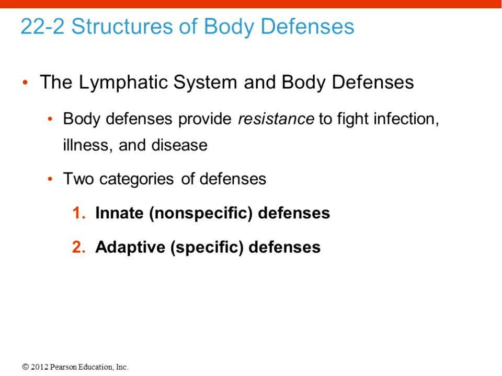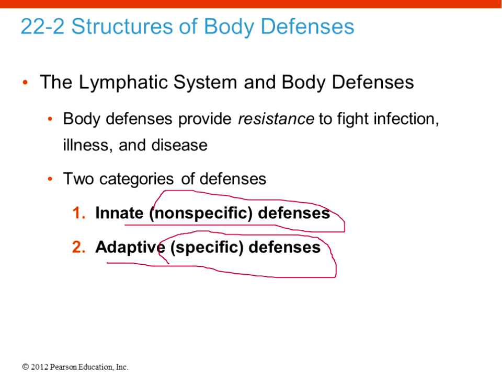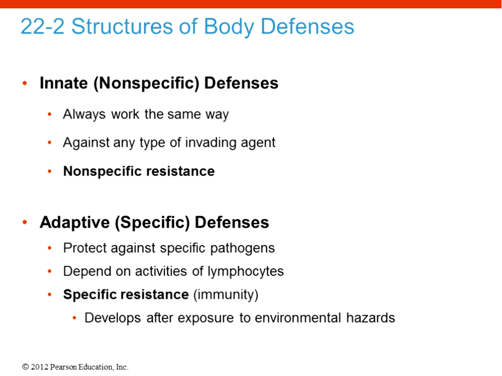All right, so what we want to do next is start looking more specifically at how our body defends itself, okay? And as I said, there are basically two categories of defenses: innate or nonspecific defense, and then adaptive or specific defense, right? This is how our body provides resistance and is able to fight off infection, illness, and disease, okay? And as I said, innate, you know what innate means, right? It means you're born with it, right? It's something that you don't need to develop over time. It comes built into your body, right?